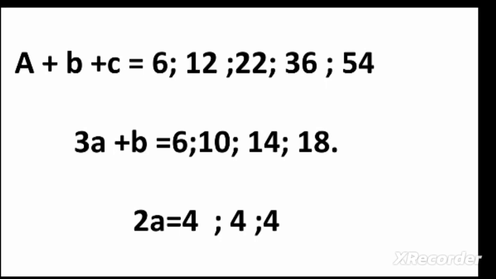You're going to find the differences like this, like I did, and then after that you're going to write a plus b plus c equals 6, the first term of our original sequence. a plus b plus c equals the first term of the original sequence that we were given, right? And then from there you're going to say 3a plus b equals 6, the first term of the first difference. And then the last one, 2a equals 4, which is the first term of the second difference, right?